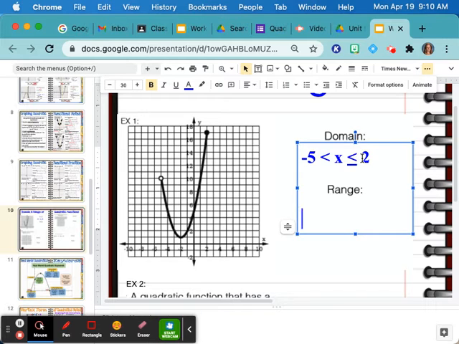Now with the range, that's how far down and how far up. So we start at the origin. Does it go below the origin? No, but what? How low does it go? One. Yep. So we'll put one. It's compound inequality, so y. And then how far up does it go?